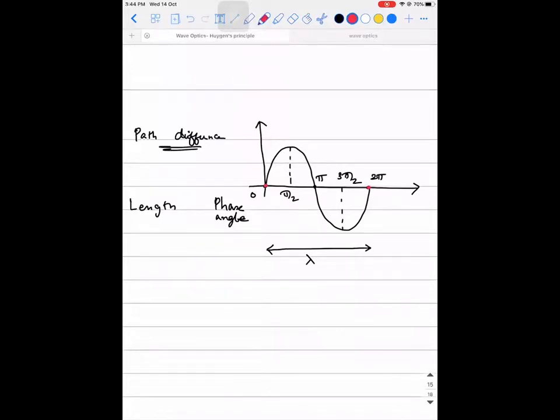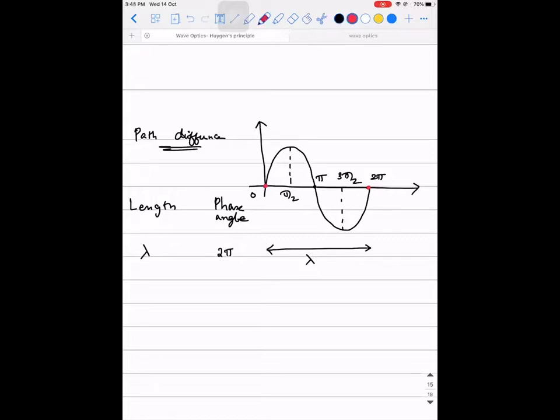If I take any two particles on the wave, in the first case I'm considering two particles along the extreme ends of the wave. So what is the distance between those two particles? It is lambda. So what is the corresponding phase difference between them? It is 2 pi, right?